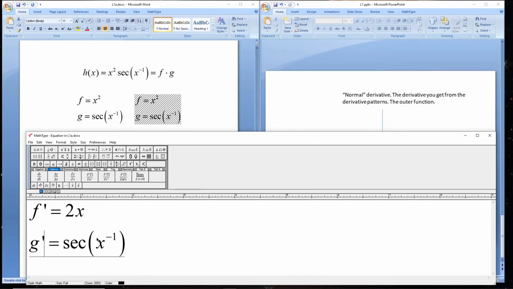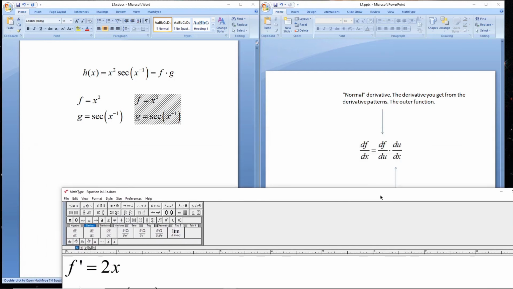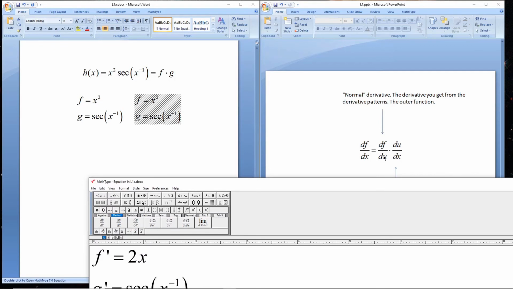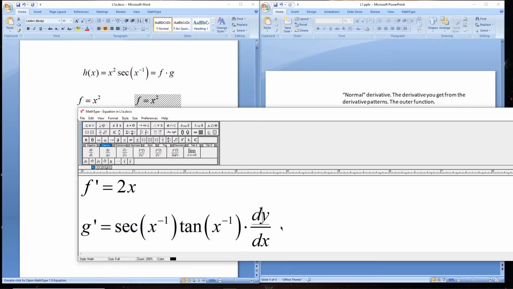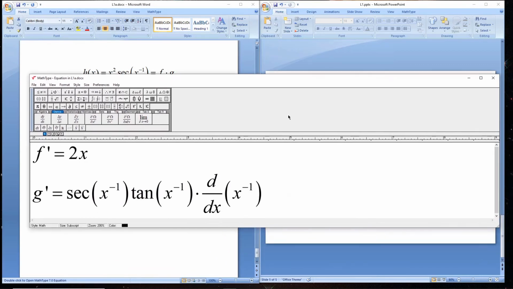So the outer function is secant. And so again, the outer function, we just take that derivative normally. And what's the derivative of secant? It's secant tangent. This is the straight up derivative of secant. And then the chain rule says, cool, you did the straight up derivative, but you gotta multiply by the derivative of the argument. So here's our full correct math statement here.